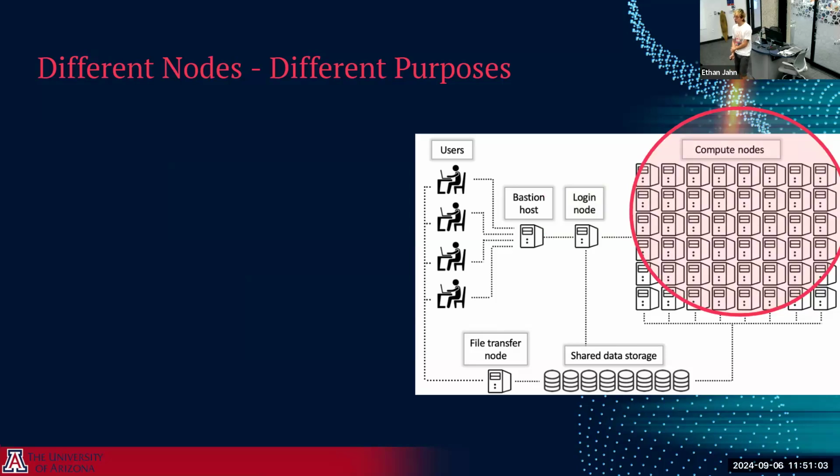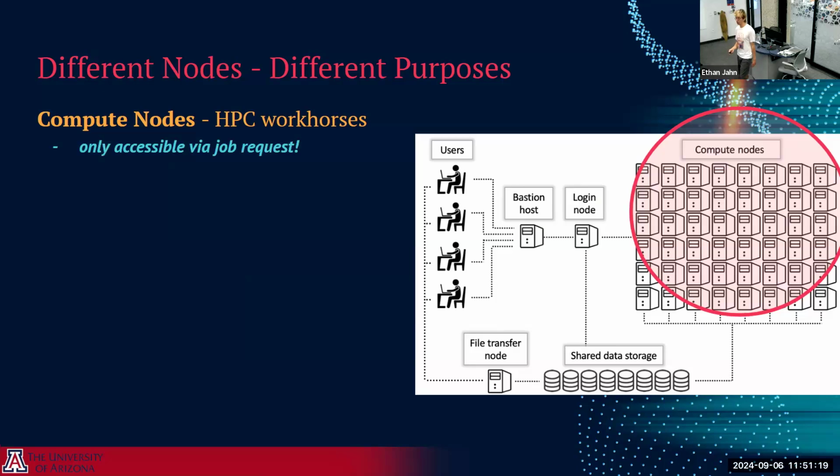And we have now the compute nodes. These are the workhorses of the HPC. This is probably what people are talking about when you imagine a supercomputer. This is where all of those computers are. This is the bulk of the physical volume of the HPC, as well as where all jobs are running. So it's only accessible via some type of job request. Whether that's going on Open OnDemand and filling out the form that has all of the resources in it, typing the interactive command, or typing the sbatch command, these are all types of job requests.